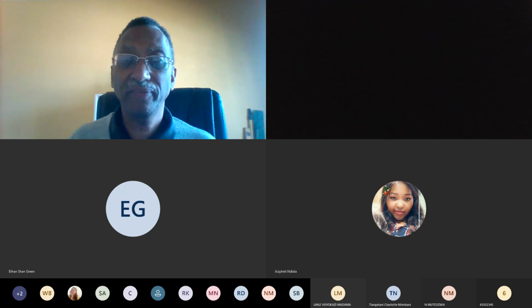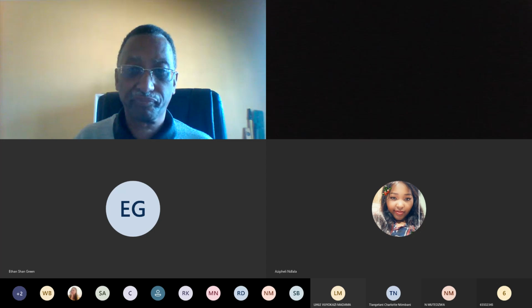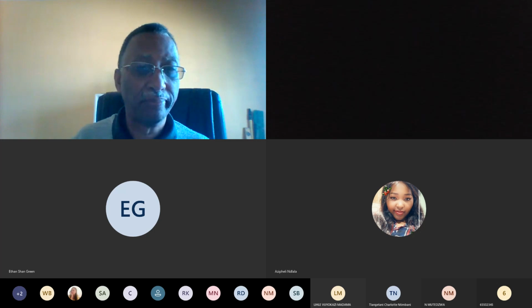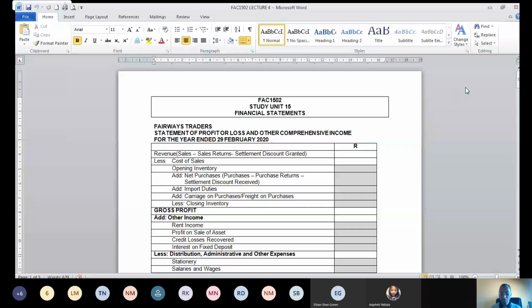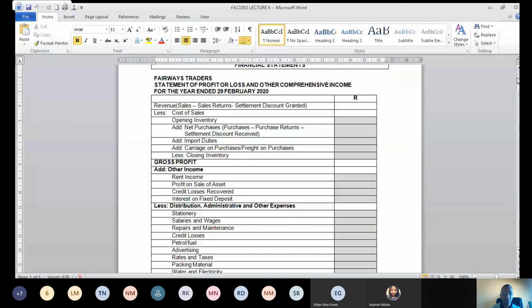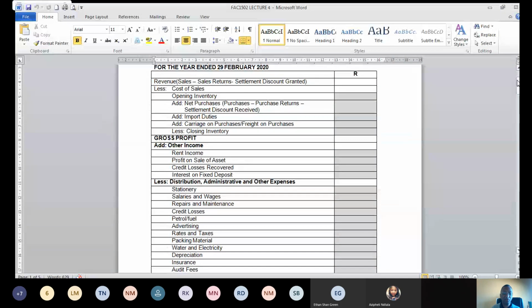We are back into our notes now. So the first financial statement that we are focusing on is the statement of profit or loss and other comprehensive income. And remember, the purpose of this statement is to calculate what is the profit for the year. This statement starts off with revenue. So you must state what is the revenue. You must show what is the calculation for revenue.